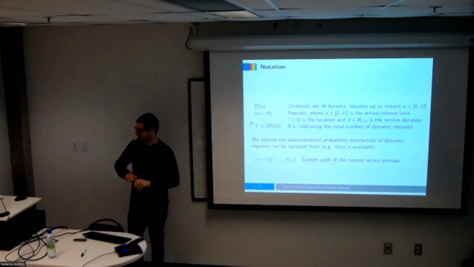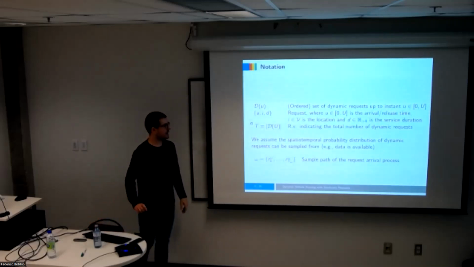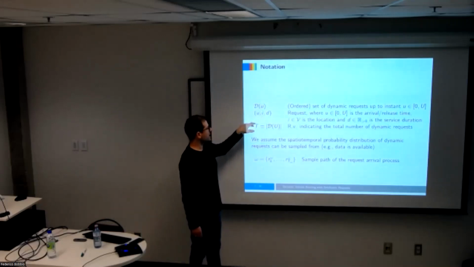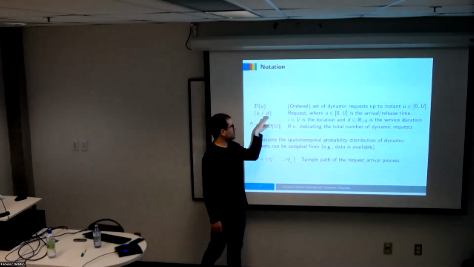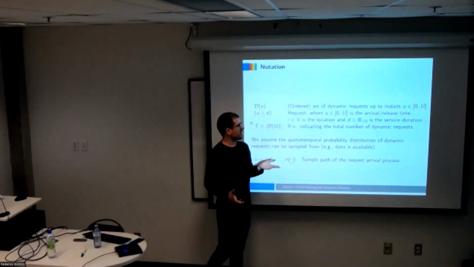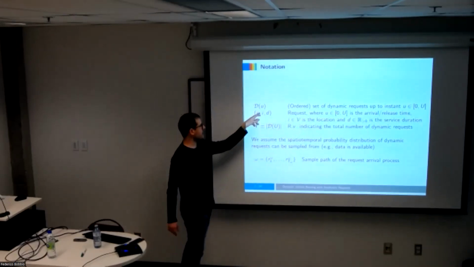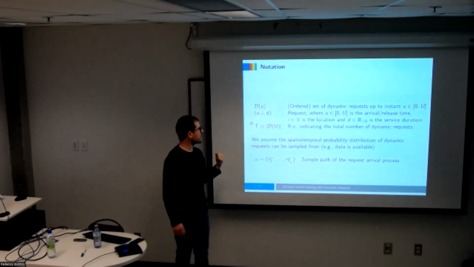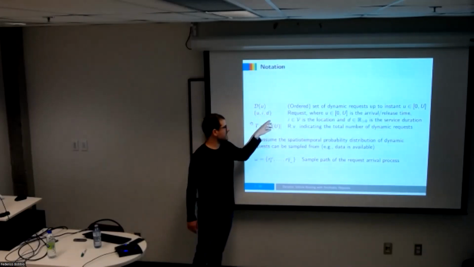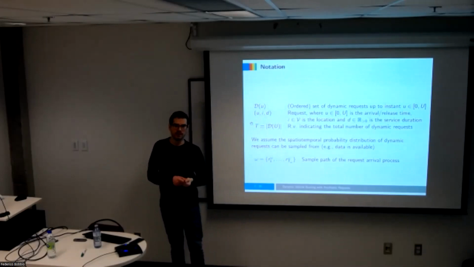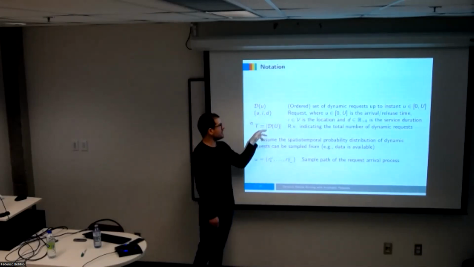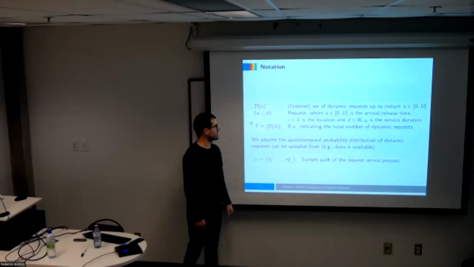You have a set D of U of dynamic requests that arrive up to some instant U in the service period. And the request is represented by this triple U, I, D, where U is the request arrival time, so the moment when the request arrives. I is the location from which the request arrived. And D is the deterministic duration that is required for going there and serving this request. So once you arrive at that location, you're going to need this time D to serve the request.